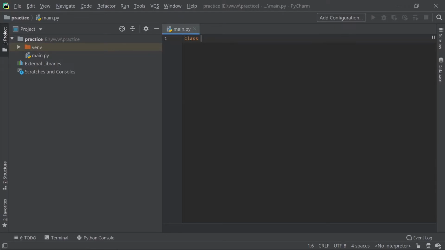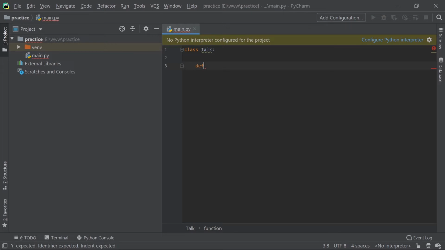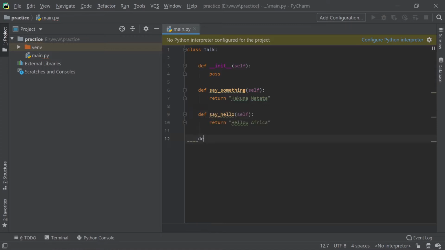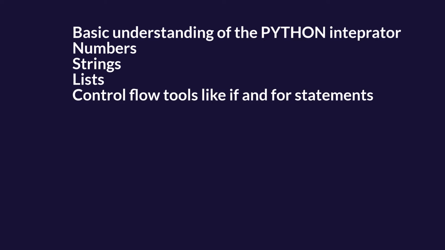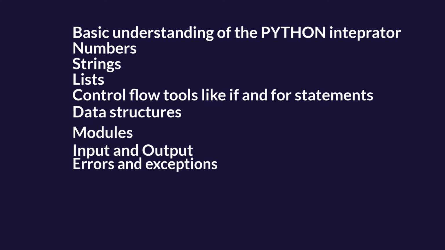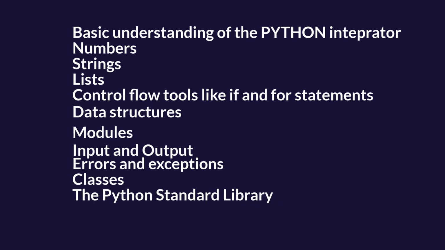You don't need to learn the entire programming language in order to use it to build applications. However, it will serve you best to learn as much as you can. For a start, there are a few fundamental things that you need to grasp to make your journey faster and more straightforward. Here's a list of things you need to learn in order to comfortably build applications using the Python programming language. A basic understanding of the Python interpreter, numbers, strings, lists, control flow tools like if and for statements, data structures, modules, input and output, errors and exceptions, classes, the Python standard library, and virtual environments. Of course, there's more, but this should be enough to get you started.